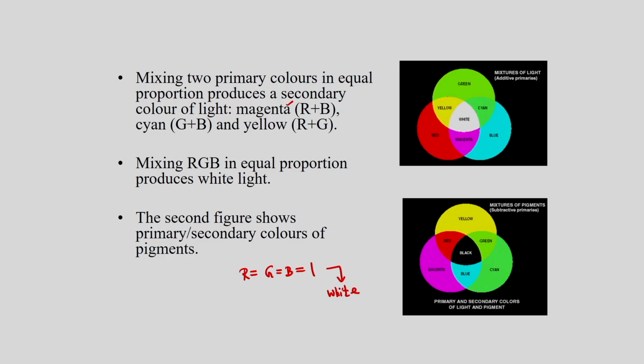So in these figures you can see the primary colors and the secondary colors. Corresponding to this white, R is equal to G is equal to B, in equal proportion. And you can see the black color also in the second figure. So in these two figures I have shown the primary colors and the secondary colors.